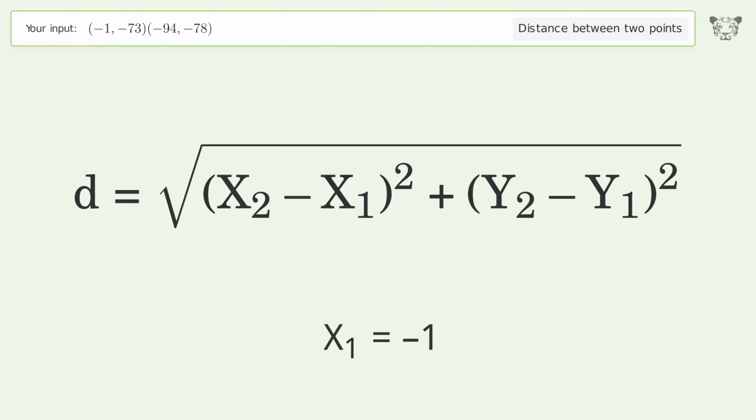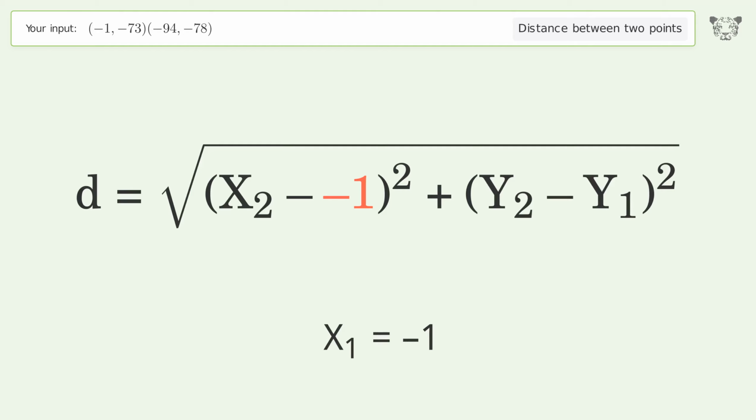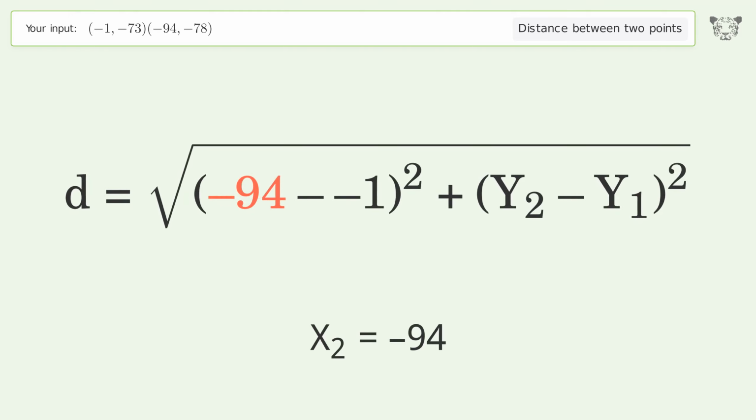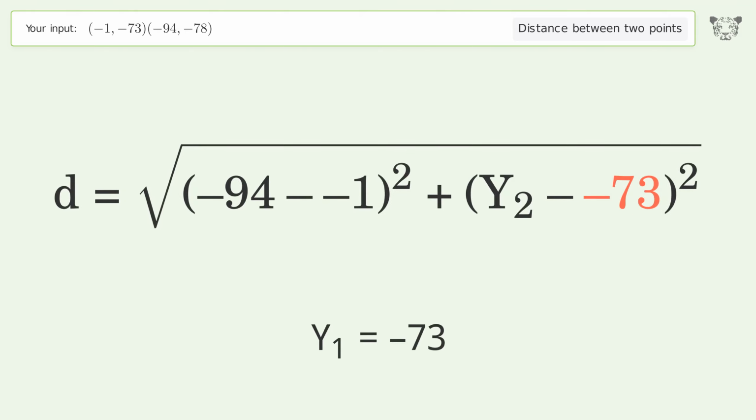x1 equals -1. x2 equals -94. y1 equals -73. y2 equals -78.